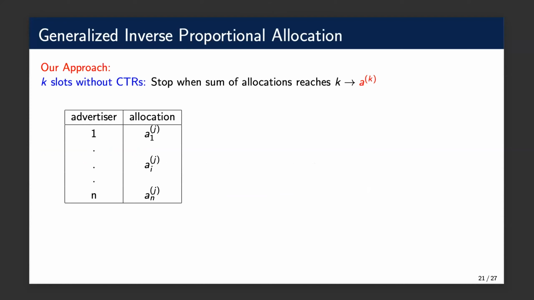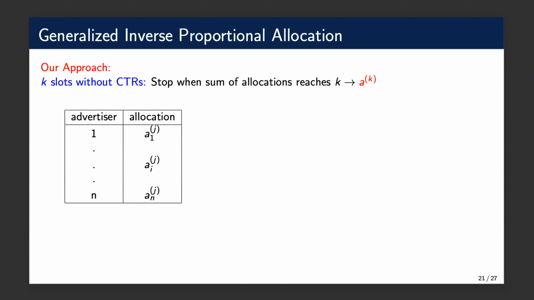So what we do is as follows. We take a similar approach to the single slot setting. Again, we allocate 1 to all of the advertisers, and we decrease at a rate proportional to the values. However, now we stop when the sum of allocations reaches k, which is what we wanted because we have k slots to allocate. Let's say that A of k is the vector that we get. Again, note that in this simple case, advertisers don't differentiate between the slots. So we don't have a matrix here. We simply have a vector of length n, which specifies the amount of allocation.